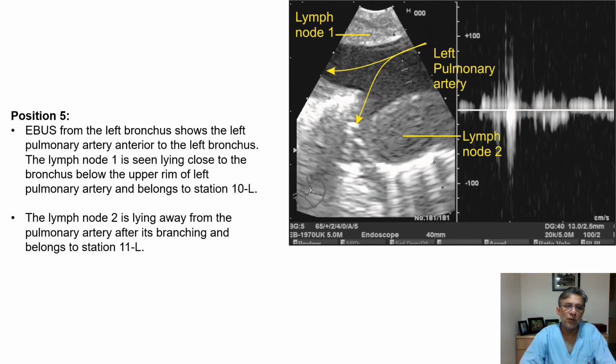But once we rotate in the same position, we can find different station 10 and station 11 lymph nodes from the same place, and we can follow the left pulmonary artery to its bifurcation. As soon as the pulmonary artery bifurcates, it is about to enter or has already entered the lung substance, and from there the stations move from station 10 and 11 further downwards.